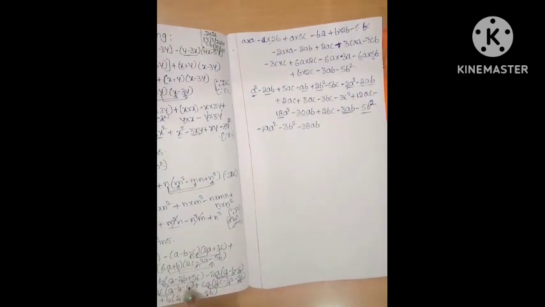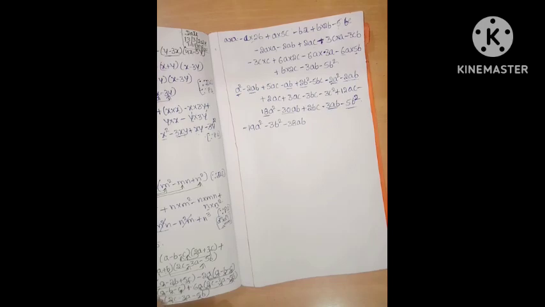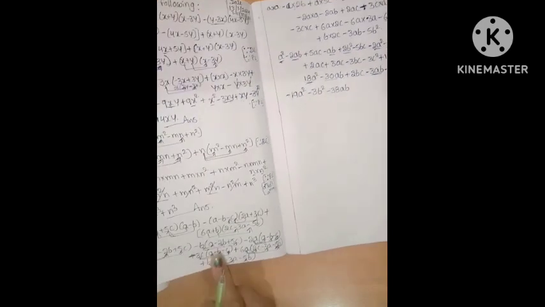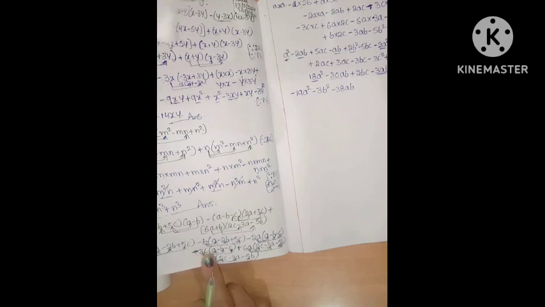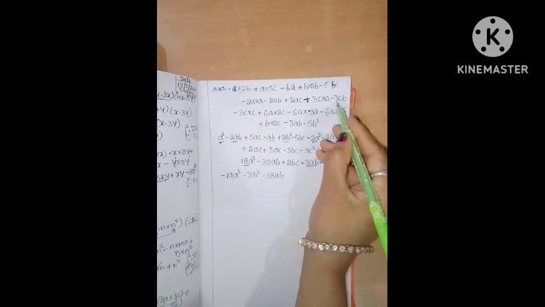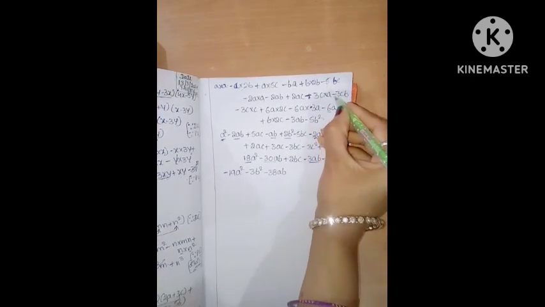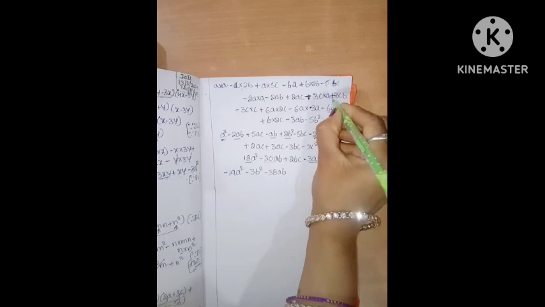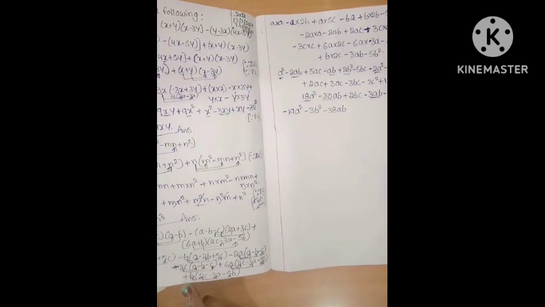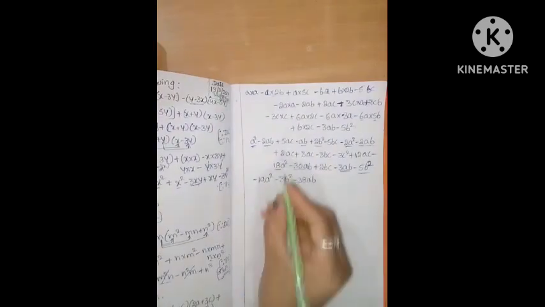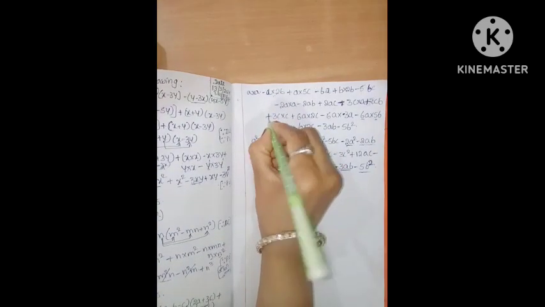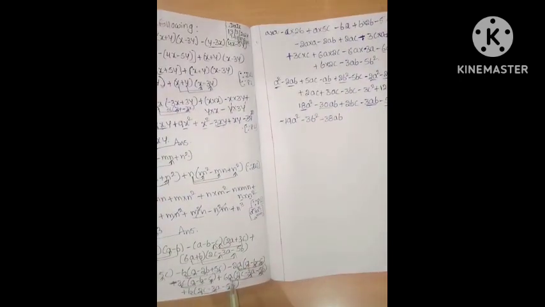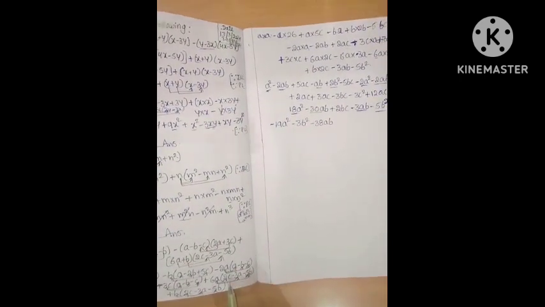Okay. And next minus into minus. Minus into minus is plus only. So 3c into b, plus 3bc. Plus 3bc. Minus into minus plus. Next minus into minus, 3c square, plus symbol. Okay. Next these are, it's okay.